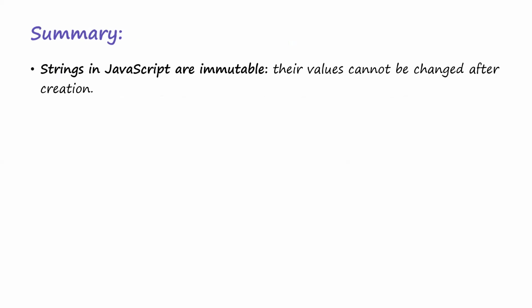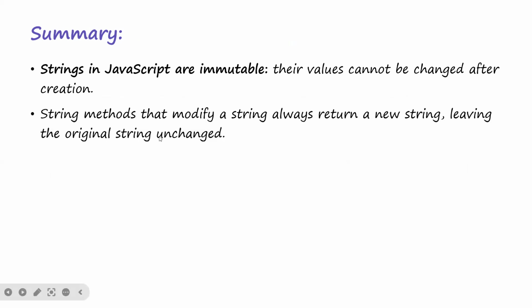So in summary, strings in JavaScript are immutable. Their values cannot be changed after creation. I hope it has sunk in. String methods that modify a string always return a new string, leaving the original string unchanged. Even though you might think the methods we have been using on strings change them, they don't change the original string. You can try it out yourself: keep the original one, modify it, and see.